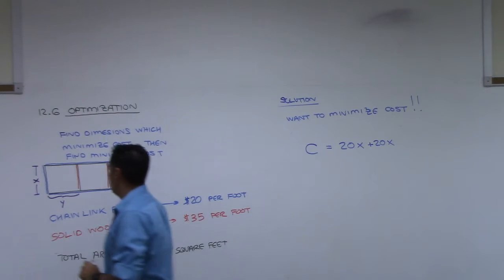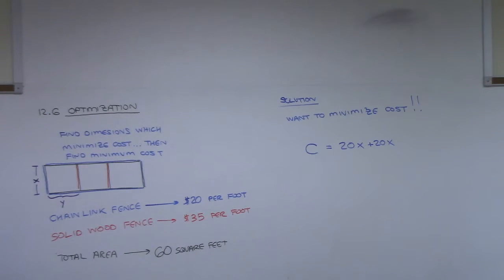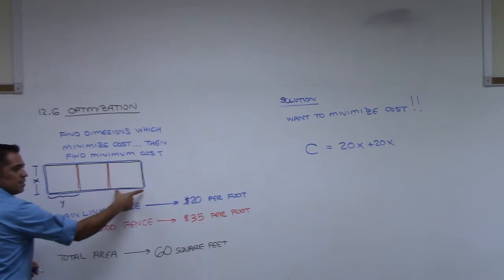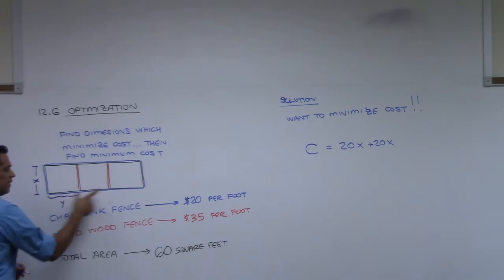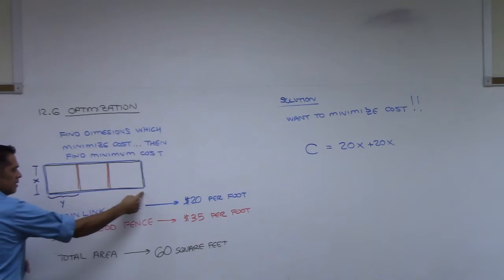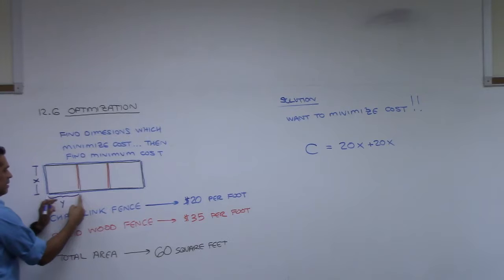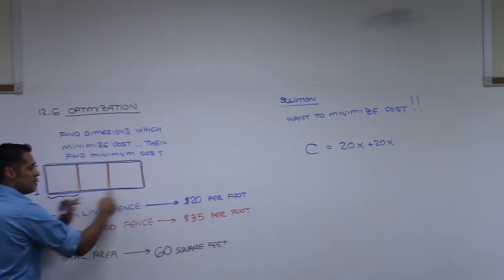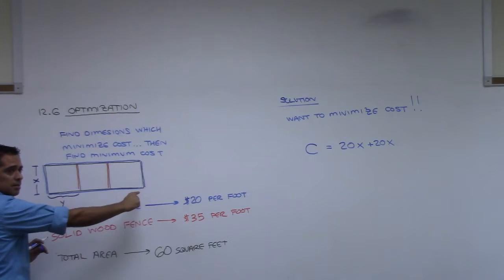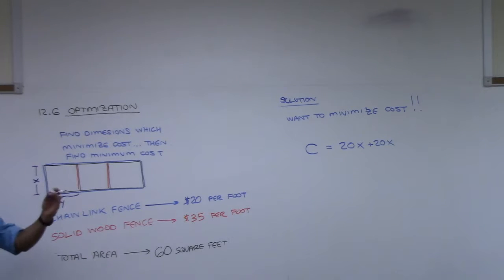Now, is that the only blue fence I have? No, I have all of this, right? The whole thing across. How much fence is this? From here to here? 3y, right? This is y, this is y, this is y. So that's 3 times y, right? That's how long it is.